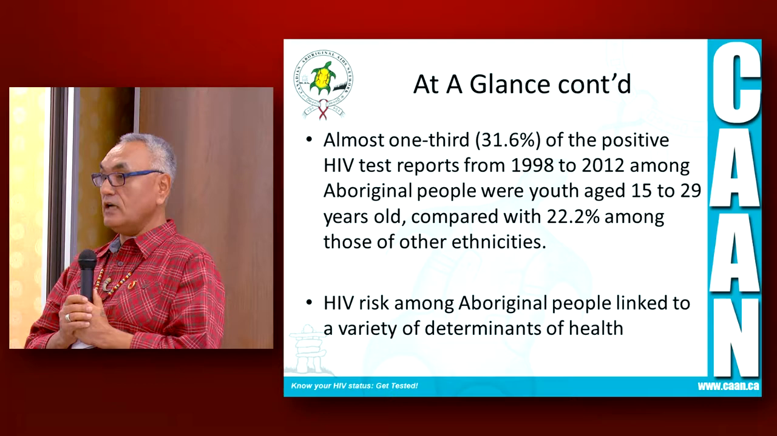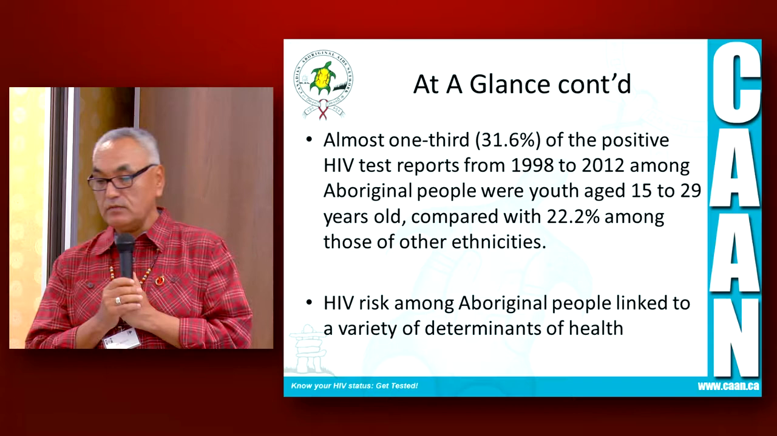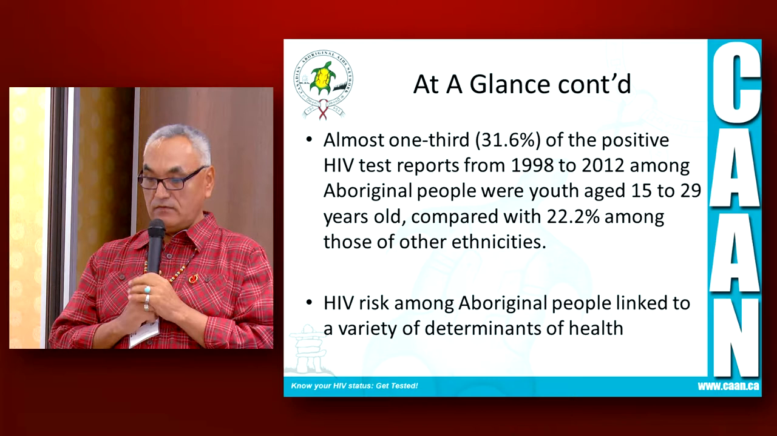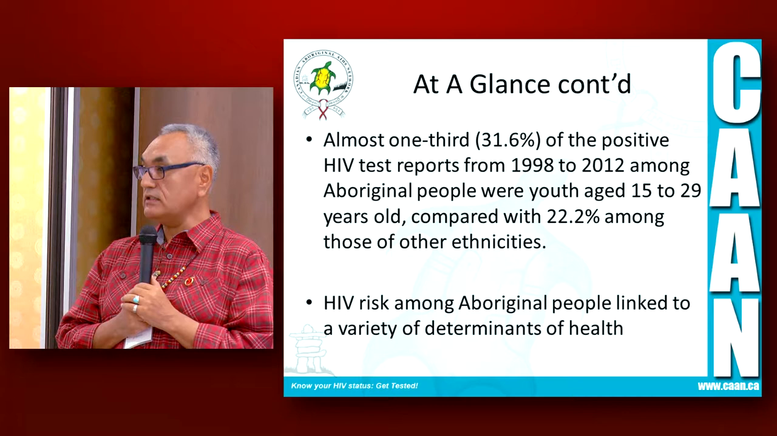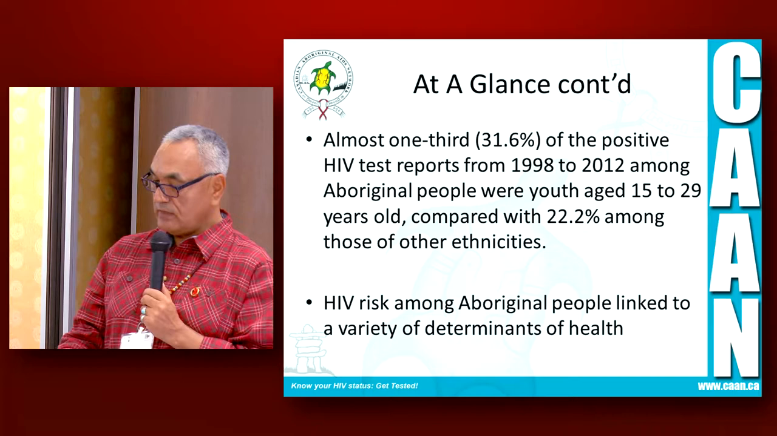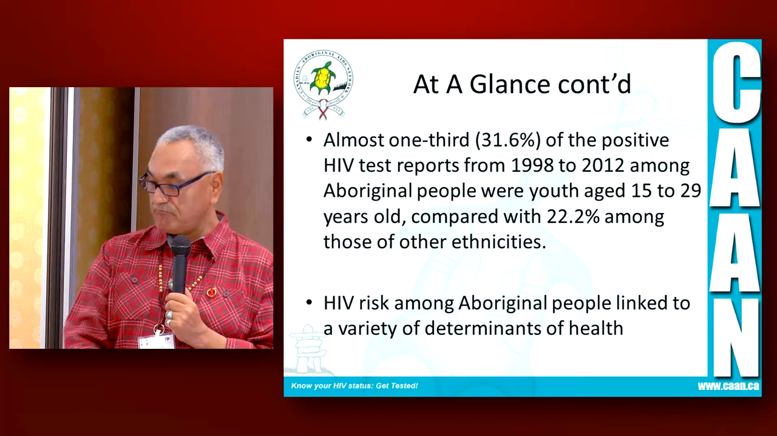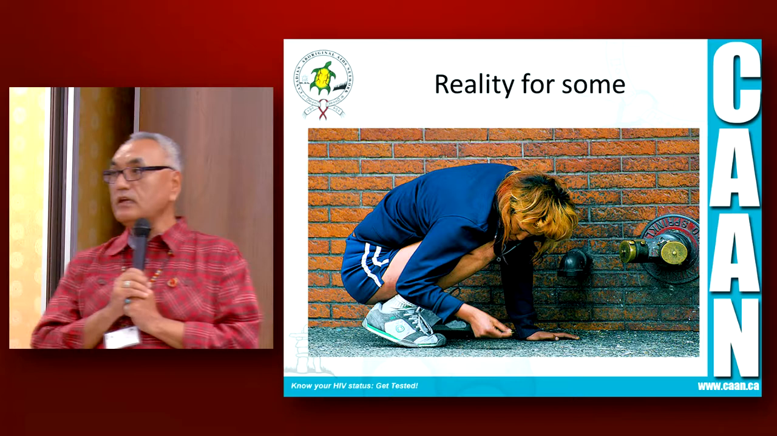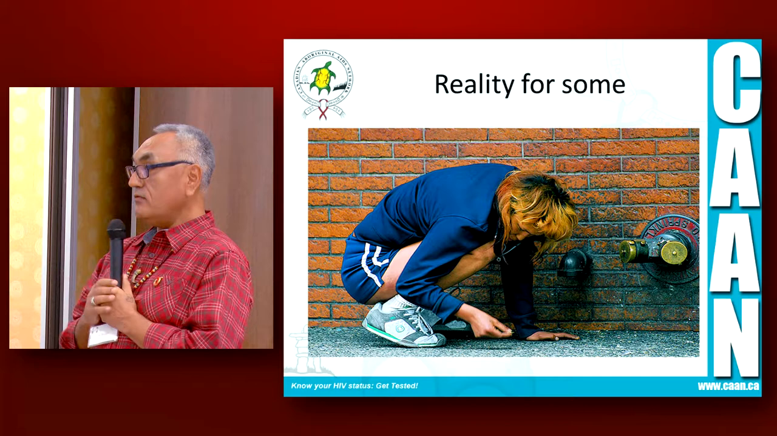HIV risk among Aboriginal people is closely linked to a variety of determinants of health that influence vulnerability, including poverty, unstable housing and homelessness, mental health and addictions, traumatic childhood experiences, racism, and the multigenerational effects of colonialism and the residential school system. When people see images like this one, people think of this when we think of drug use. Yet it may be the reality for some, but drug use certainly has many faces.